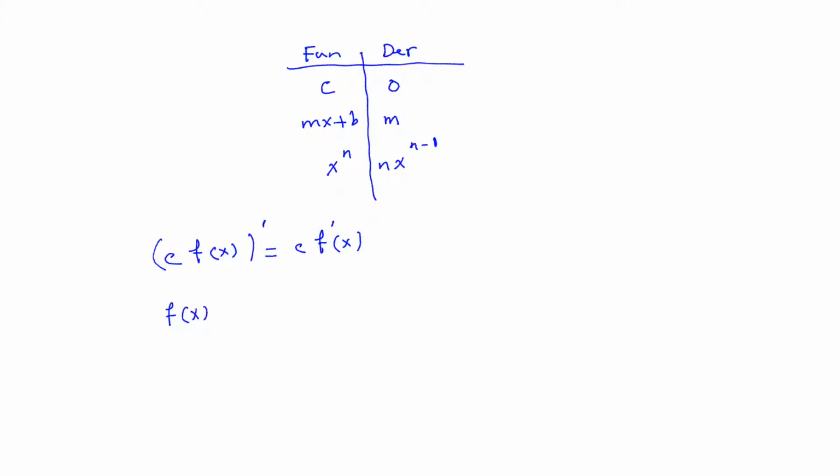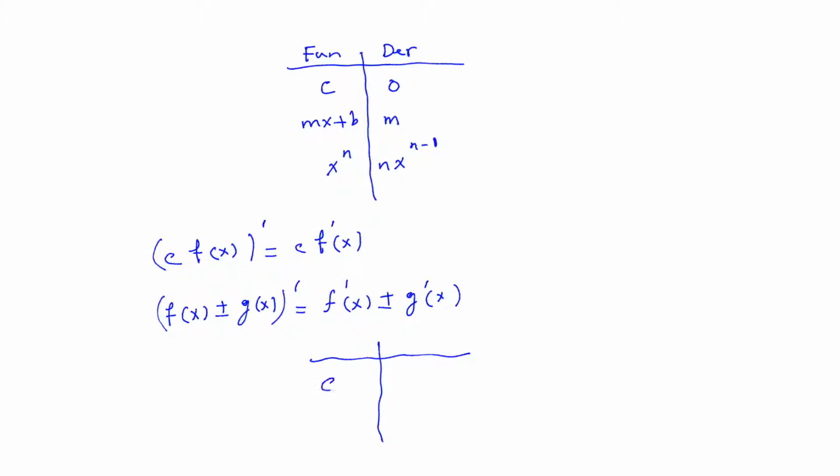Derivative of addition or subtraction of two functions is addition or subtraction of the derivatives. Therefore, derivative of c times x^n would be cn x^(n-1). Let's have a couple of examples.